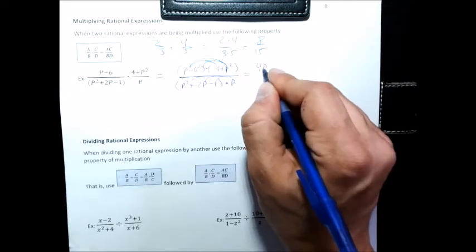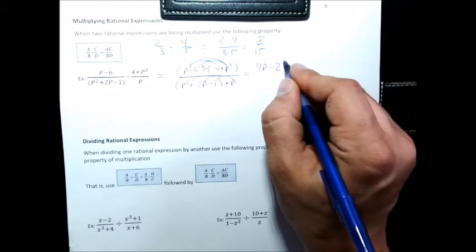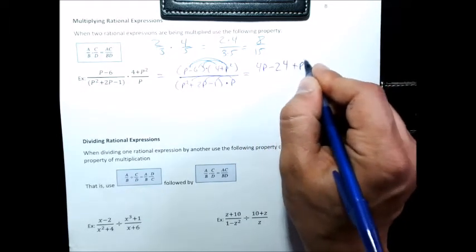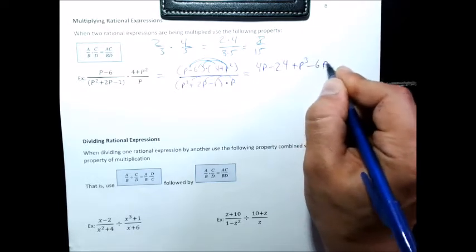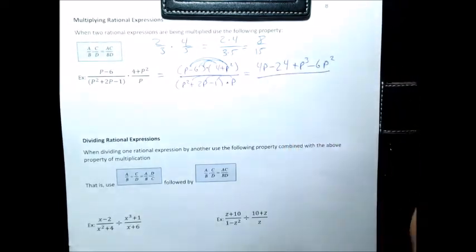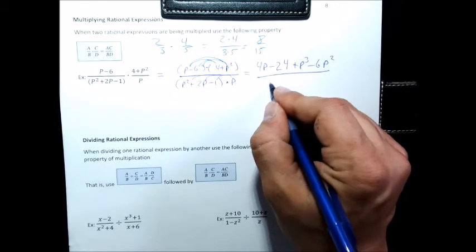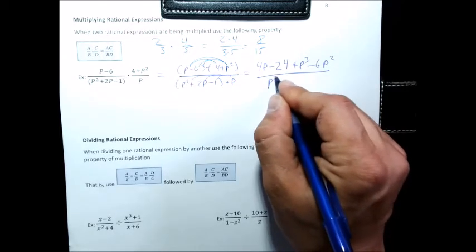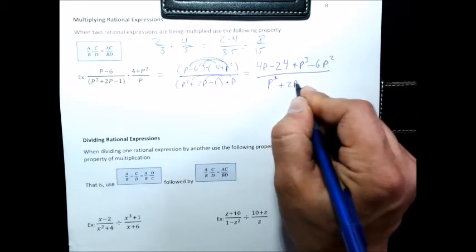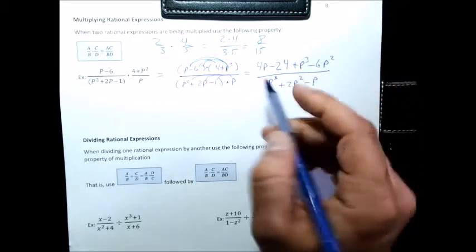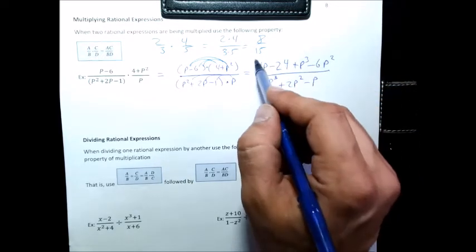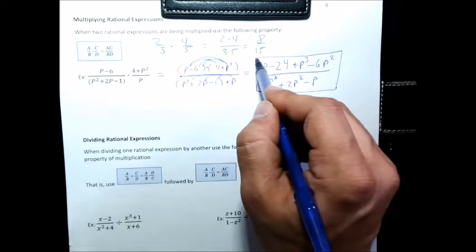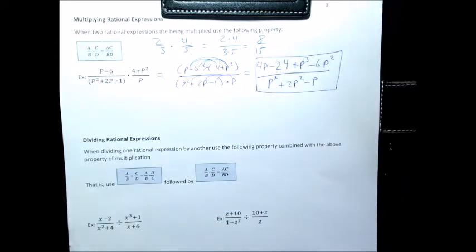We'll get 4p minus 24 plus p cubed minus 6p squared. And then on the bottom we get p cubed plus 2p squared minus p. And that's all we got.